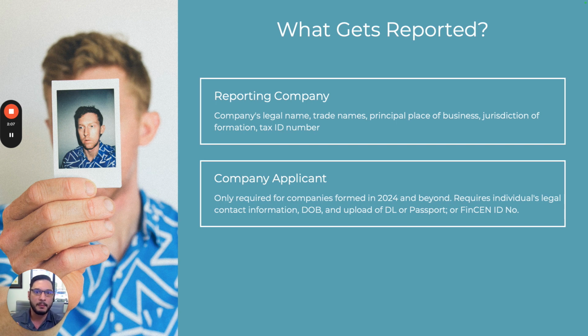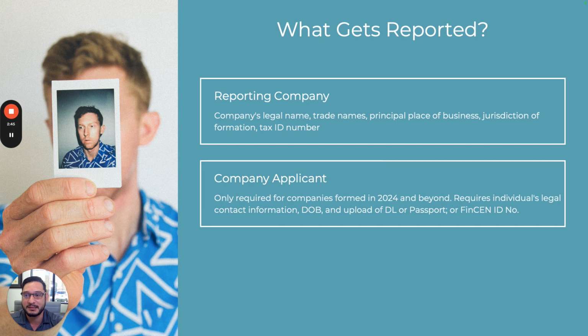Now, keep in mind, the company applicant is only going to be required for companies formed in 2024 and beyond, not for anything previously existing. And then for that, you will need to include the individual's legal contact information. How can the government actually get in touch with that person? Again, no P.O. boxes. Where are they physically located? You need to report their date of birth, and you will need to upload a driver's license or a passport for that individual.